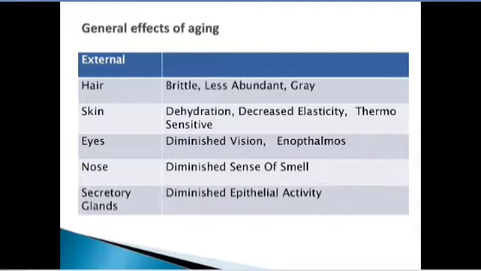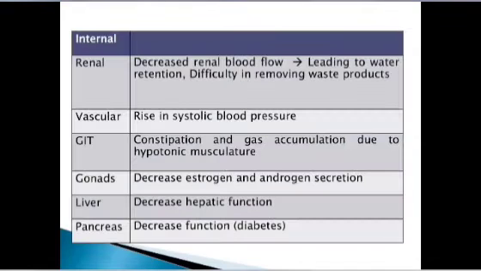General effects of aging on different tissues. External tissues such as hair: with age it becomes brittle, less abundant, and gray in color. Skin: it becomes dehydrated, there is decreased elasticity, and it is thermosensitive. Eyes: diminished vision. Nose: diminished sense of smell. Secretory glands: there is a decrease in the epithelial activity of these glands.